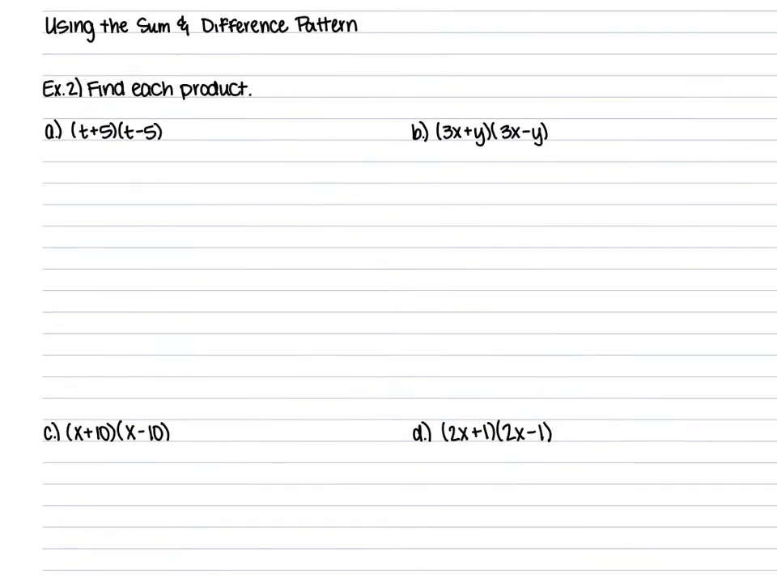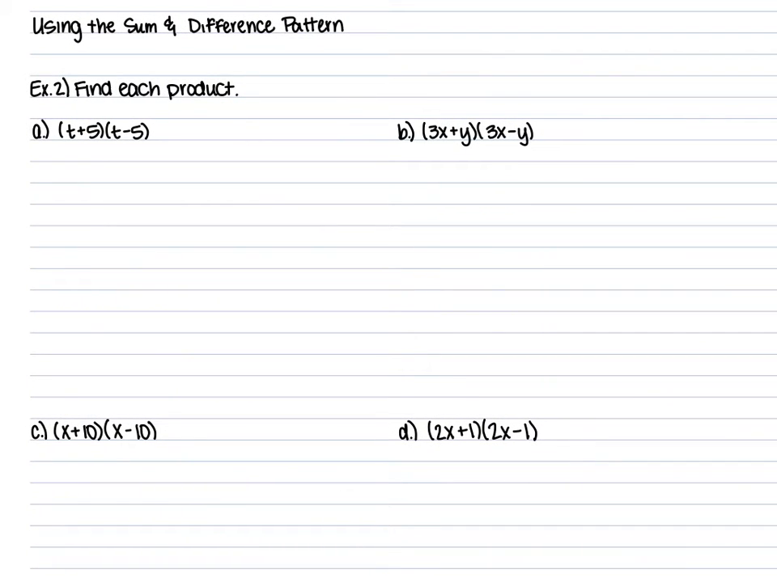If we look at some examples, for example 2a, we're given t plus 5 times t minus 5. You'll realize that your a in both is t, your b in both of those binomials is 5. The only difference is the sign that separates them in each of those parentheses. So our a is t, our b is 5. We can use a squared minus b squared, which gives us t squared minus 5 squared. The t squared is t squared, and 5 squared is 25.